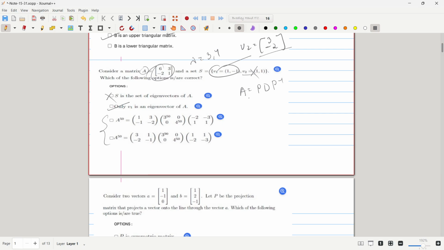What does the diagonalizable theorem say? A raised to the power k is equal to P D raised to the power k into P inverse. So if I need to find A raised to the power 50, what were the eigenvalues? Eigenvalues were 3 and 4. And what is P? P is the column matrix of the eigenvectors. So 1 minus 1 and 3 minus 2.